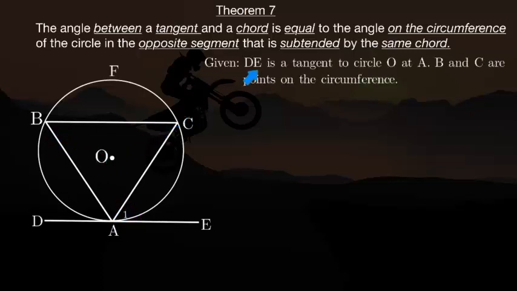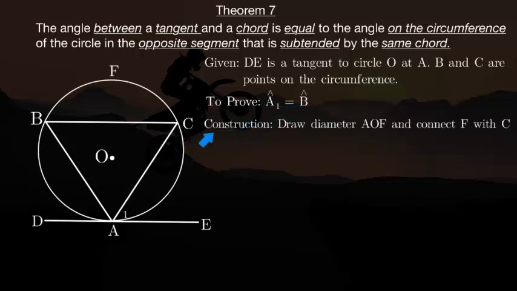We are given DE, which is a tangent to circle O at point A. So here is our tangent and it touches the circle at point A. B and C are points on the circumference, and we want to prove that angle A1 is equal to angle B. Now we are going to do a construction like in many of our proofs. So here's the important part. We are going to draw diameter AOF, and we can call this F any letter you want, and I'll show you in a minute. And then we're going to connect F with point C.